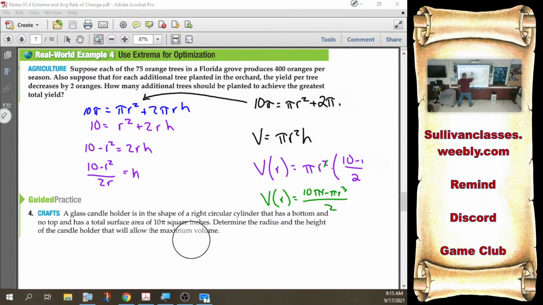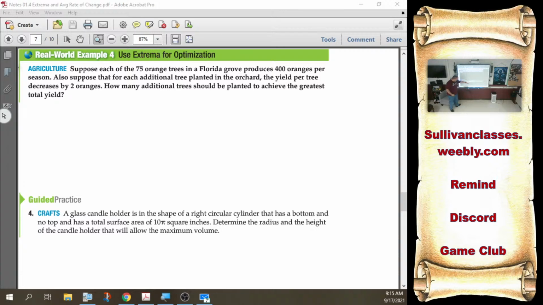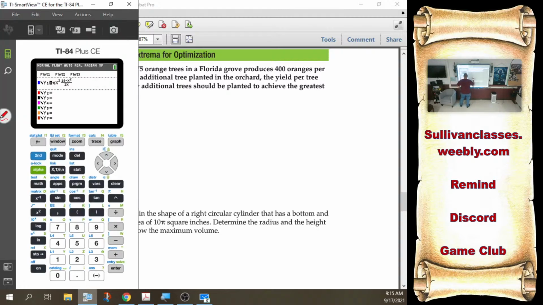Well, that's what's in campus. Okay. So we found out, oh, hey, I should not have erased that, because it asks for the radius and the height that will maximize the volume. We found out that the radius is supposed to be approximately 1.826, what was it, 815 or 816? 826?